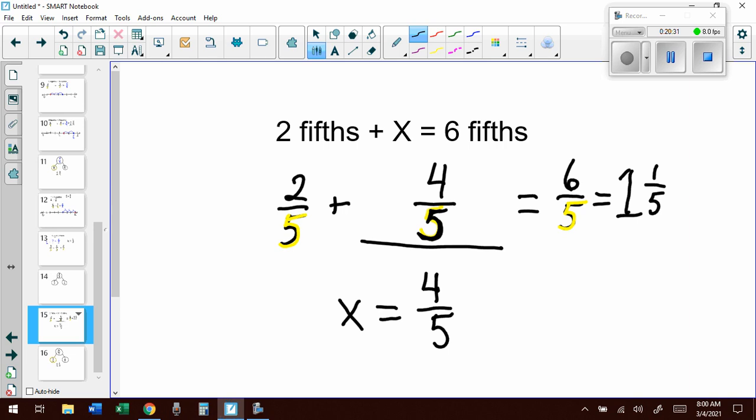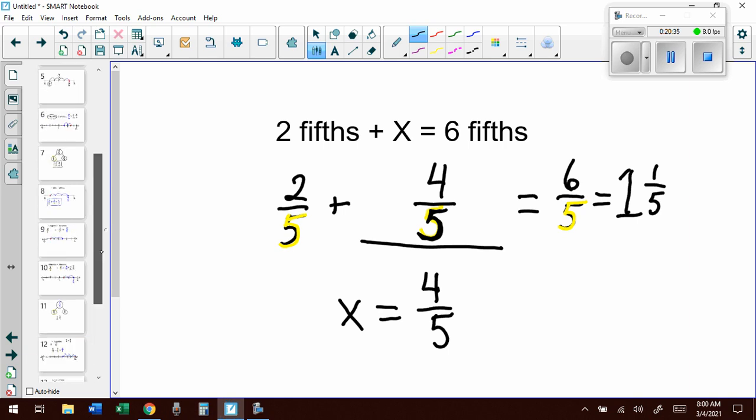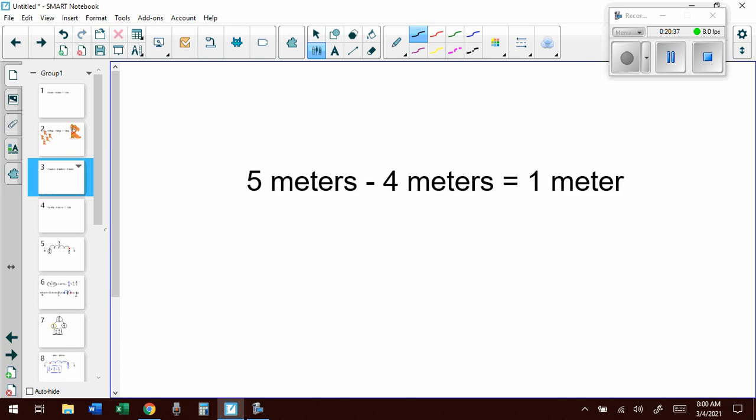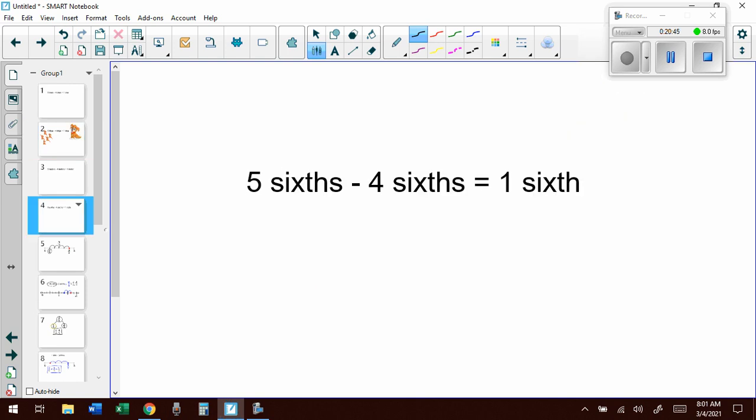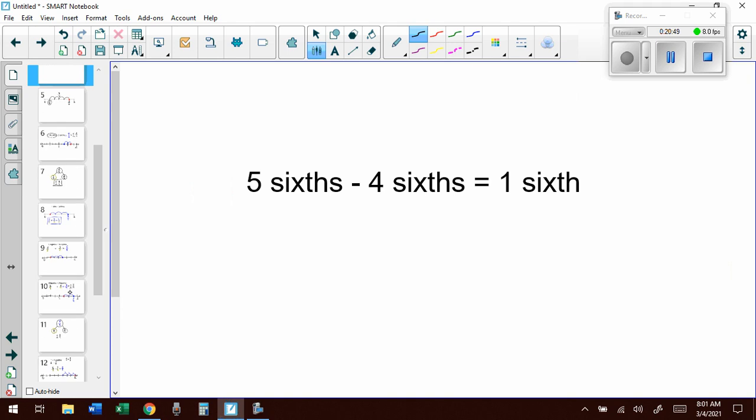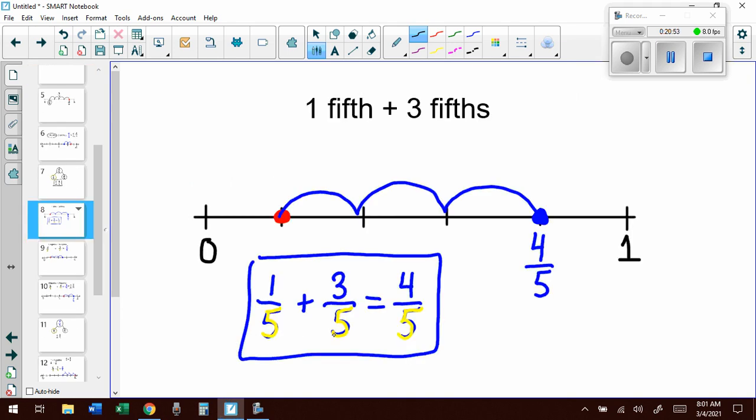That is today's lesson, and I think it will go pretty well if we just remember that it's nothing fancier than just changing a unit. Dogs, meters, sixths. Remember that when you are dealing with like denominators, then you simply add the numerators.